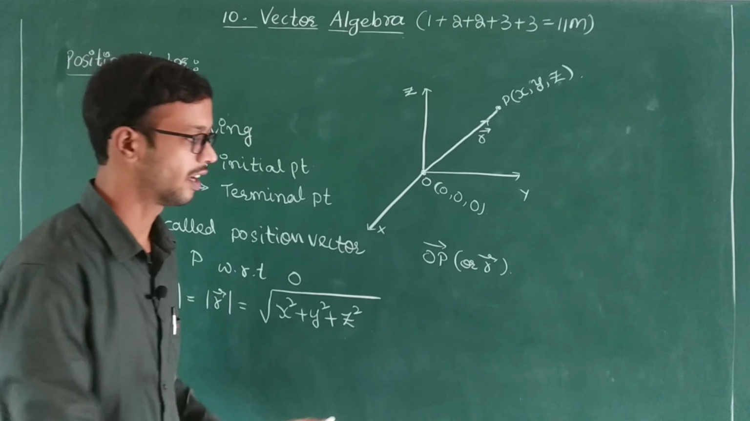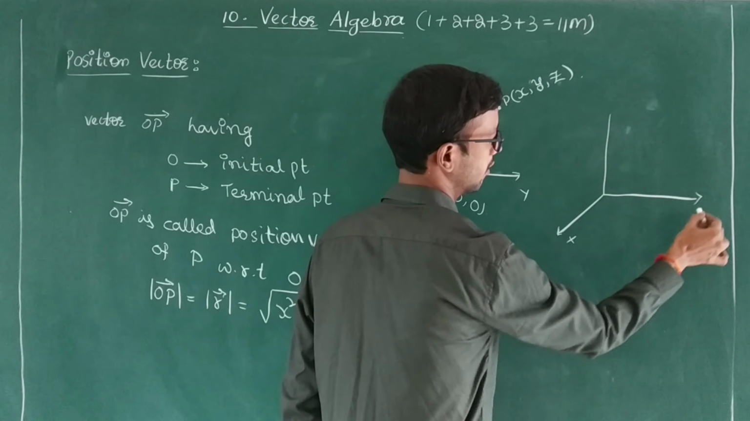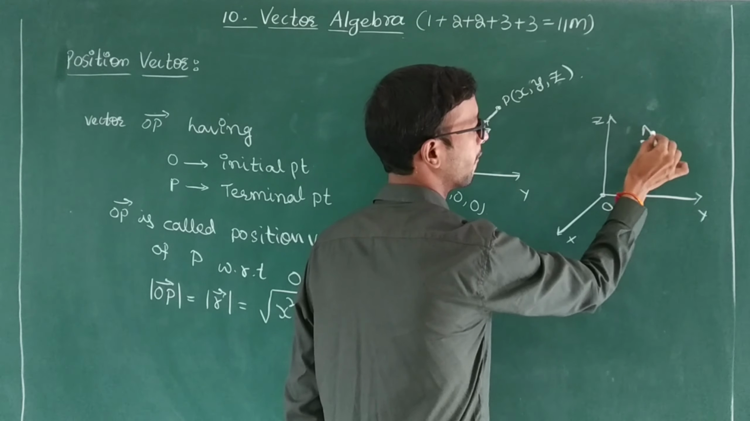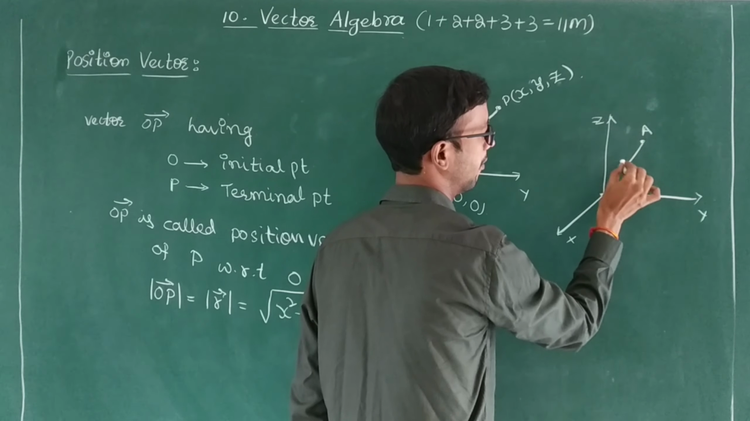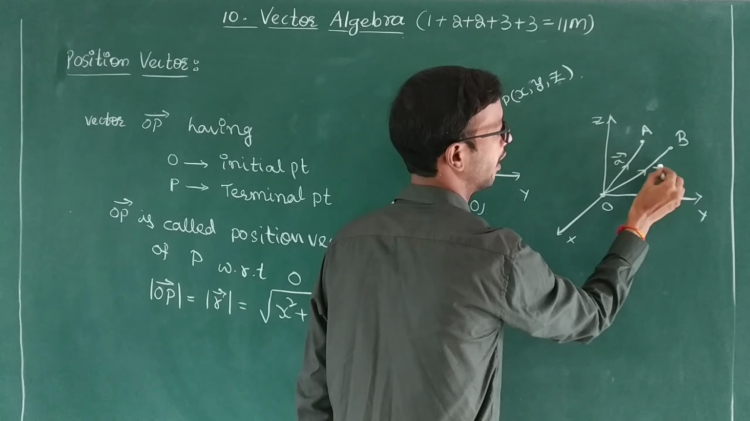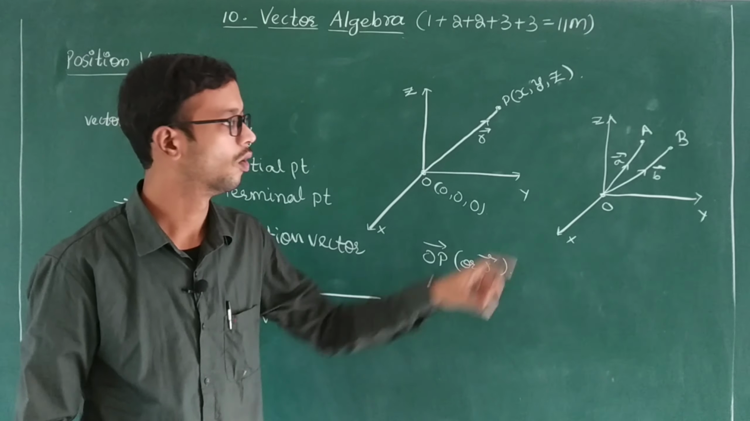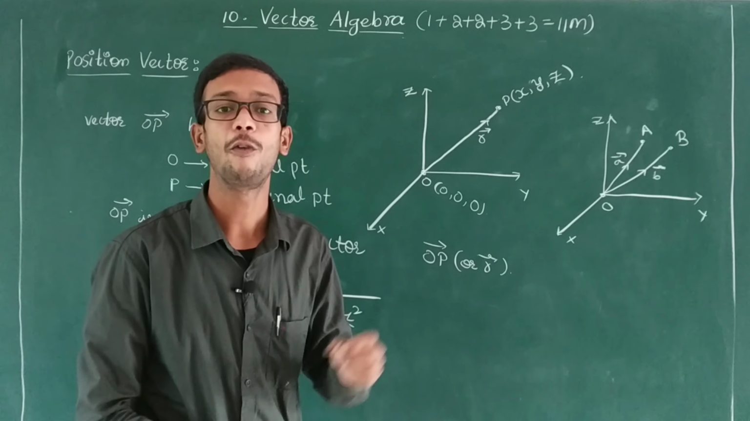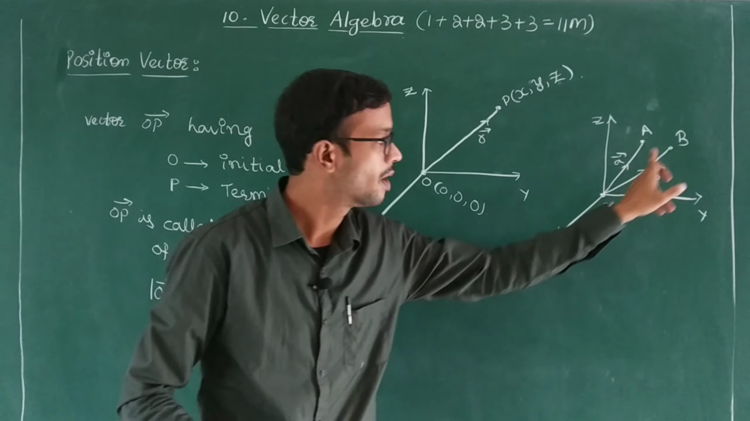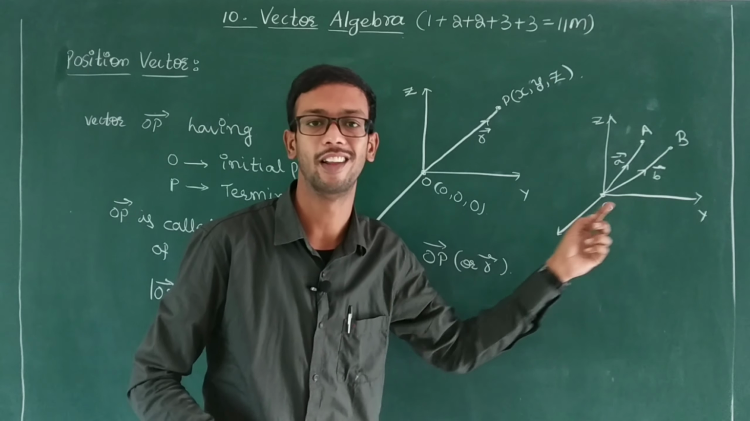Some more examples. Same right-handed system, x-axis, y-axis and z-axis. Point is O. Point is A, which I take as A bar. This point is B in space, which I take as B bar. So what can we write here? OA bar is the position vector of point A with respect to O. OB bar is the position vector of point B with respect to O.